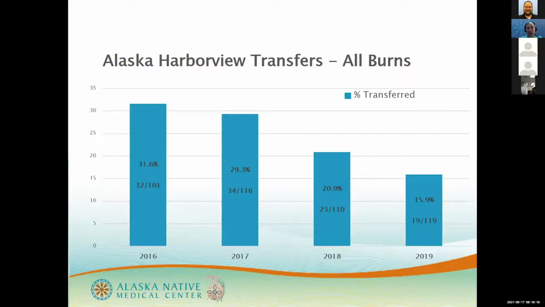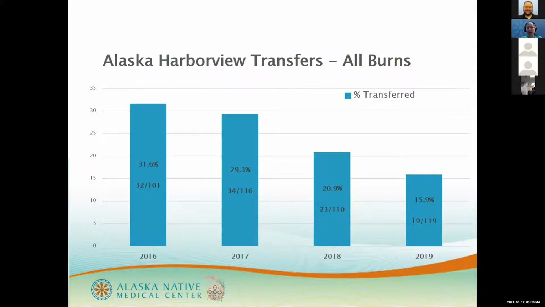And ANMC has begun to establish ourselves as a center for specialty burn care. And again, a burn surgeon does not equal a burn center, but this has been a large effort to train up nursing and therapy staff and respiratory and our operative capabilities so that we're able to provide some specialty burn care.